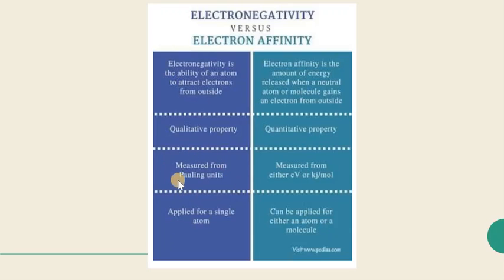Usually electronegativity is measured in Pauling units. Later on Pauling gave some units for the measurement of electronegativity, but they are not values like electron volt or calorie, etc. So it is totally a qualitative value. And electron affinity is measured either in electron volt or kilojoule per mole. Electronegativity is applied to a single atom, and electron affinity can be applied to either an atom or a molecule. So these are the basic differences between electronegativity and electron affinity.